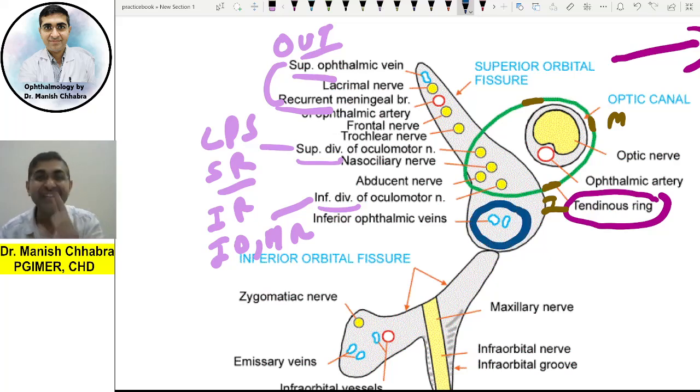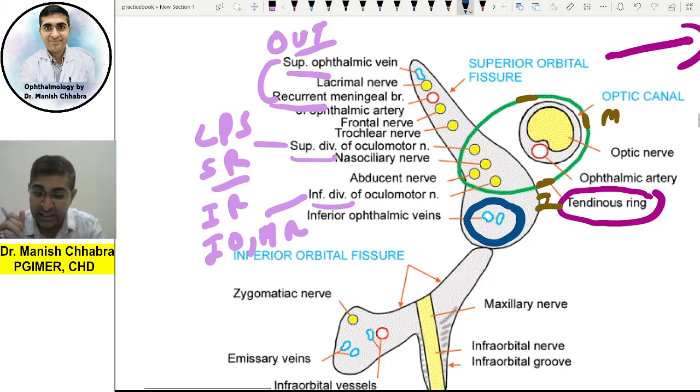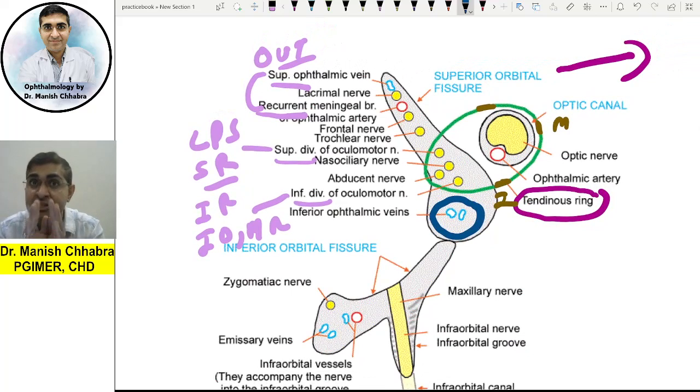So inferior ophthalmic vein, which passes through the inferior part of the superior orbital fissure. Yes, I'm not writing much because I want to make this video very crisp and concise for the nth hour revision. Yes, so these are the structures which are passing through the superior orbital fissure.